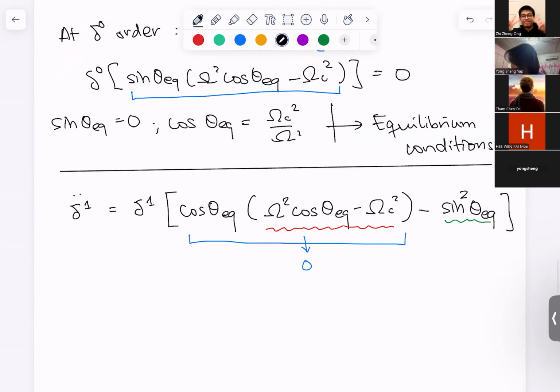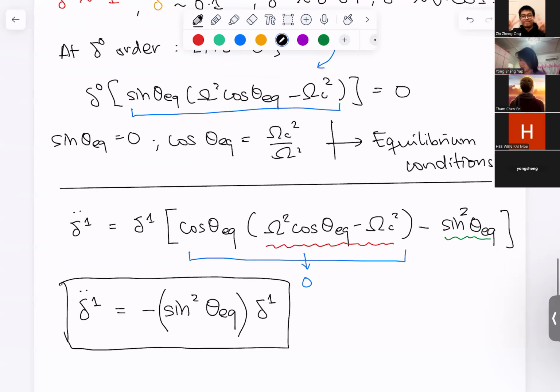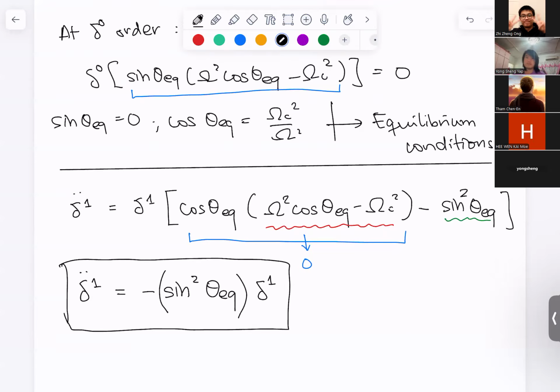So this equation of motion simplifies to this thing. Sorry, let's write it in a more informative way. This is negative sine squared theta eq multiplied by delta to the one. Okay, and this is the equation of motion for the displacement from the equilibrium point.